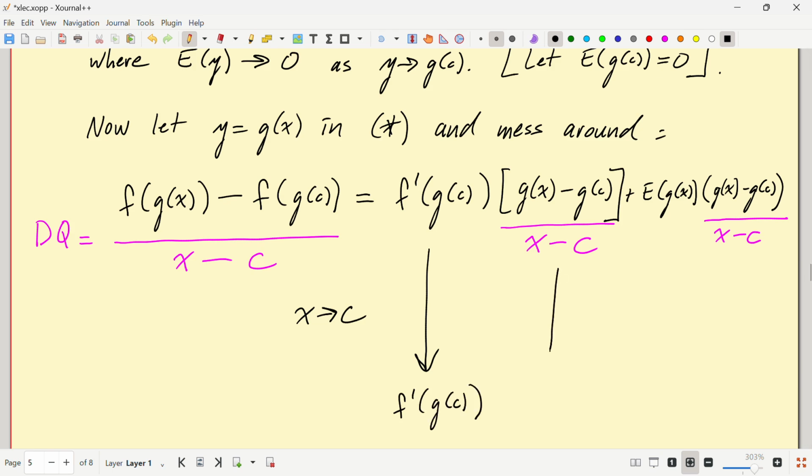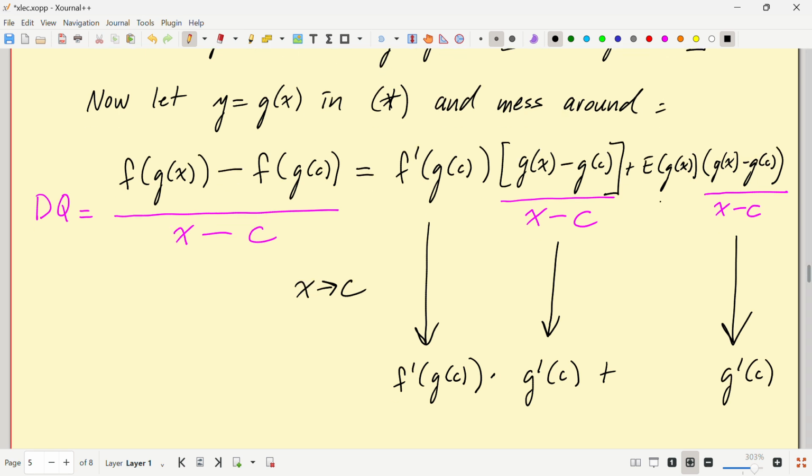This tends to the derivative of g. This one's easy. This one tends to the derivative of g. But now this is the one we need to be a little bit more advanced to think about. I claim that this one is the important one. This one's going to tend to 0.